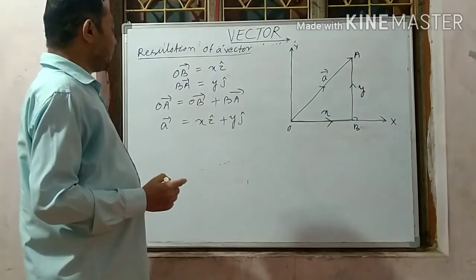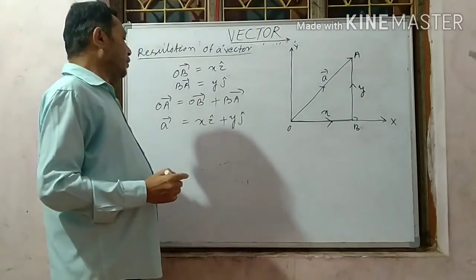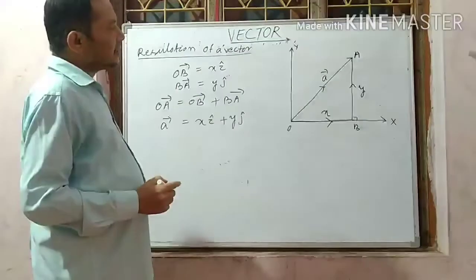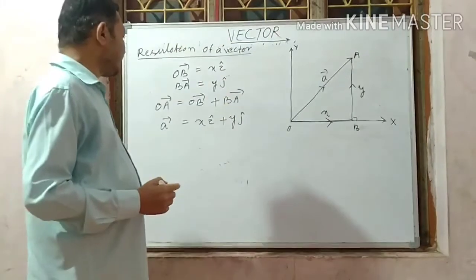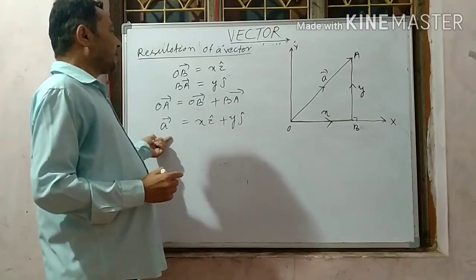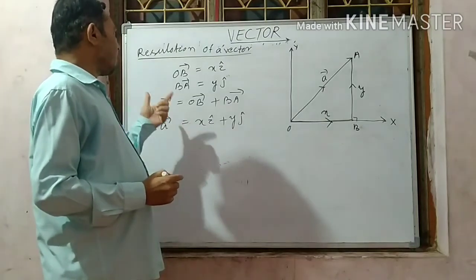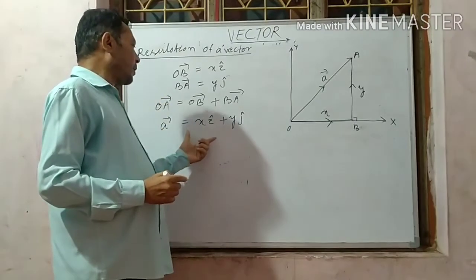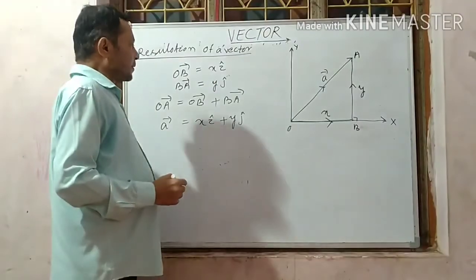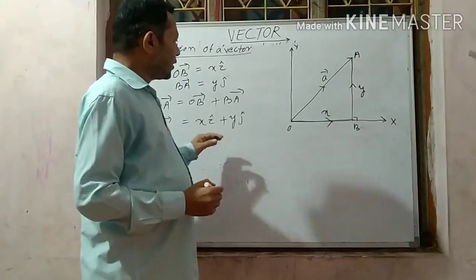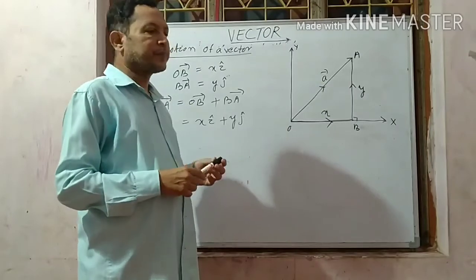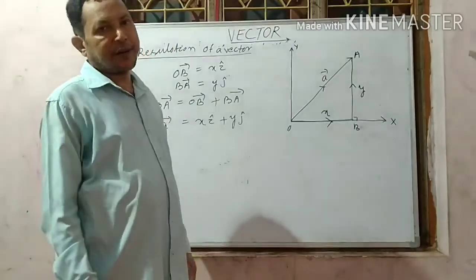So each and every vector can be resolved into two vectors like this. One is along x axis and the other is along y axis, whose sum is the required vector A. This is called resolution of a vector into x and y axis. So this is the discussion about vector for the first exercise. We should start with exercise.